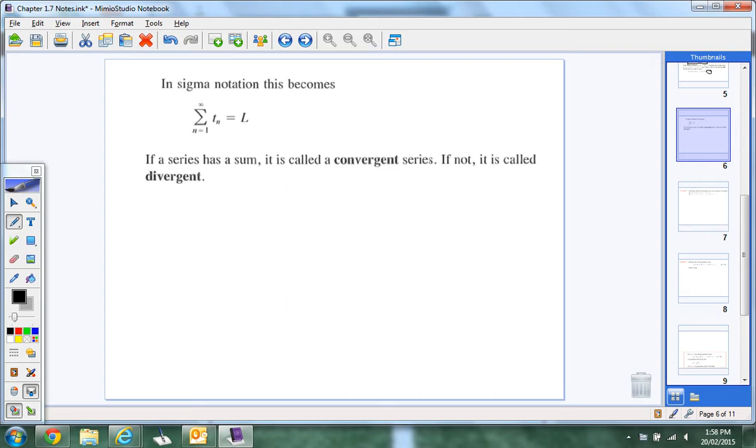In sigma notation, we'll get more into sigma notation later, but this is what it looks like. What this means is if n equals 1 and we go to infinity of the terms, that would give us our limit.